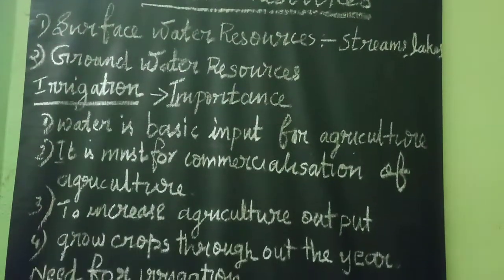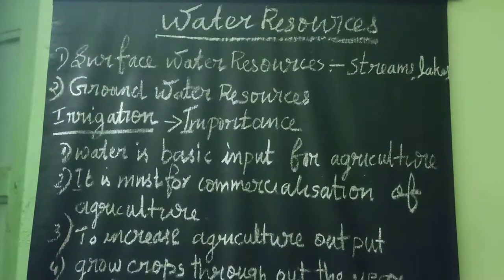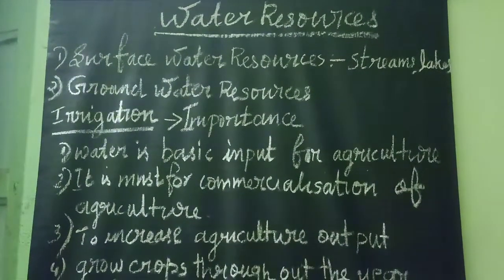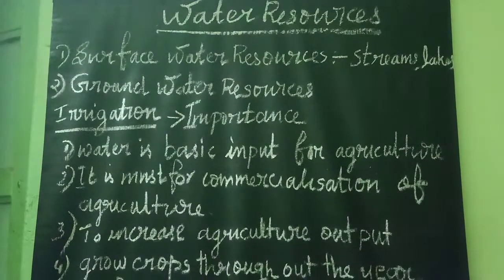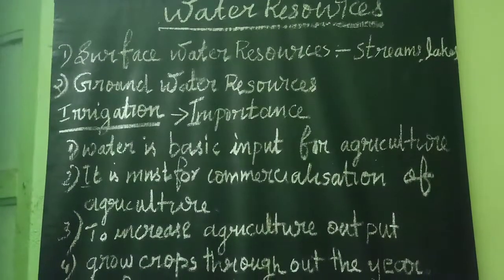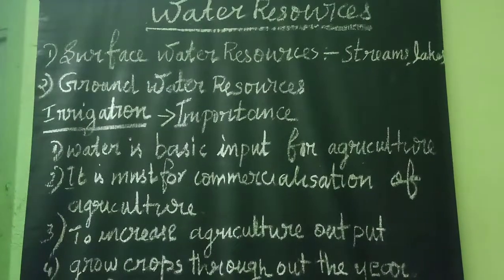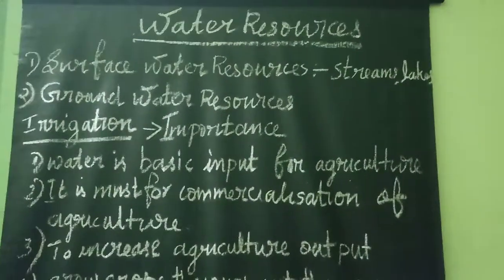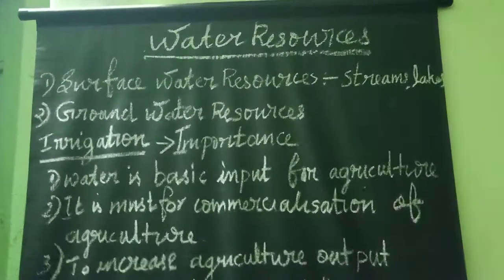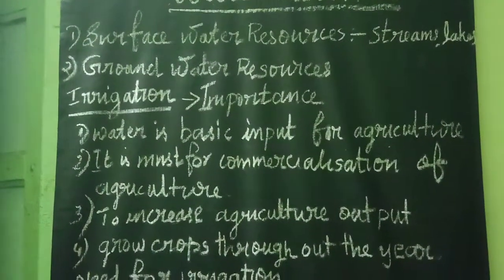The main sources of water are two: surface water and groundwater. What is meant by surface water? Water that is on the earth's surface, such as streams, rivers, lakes, reservoirs, etc., is known as surface water resources. There are four major surface water resources.